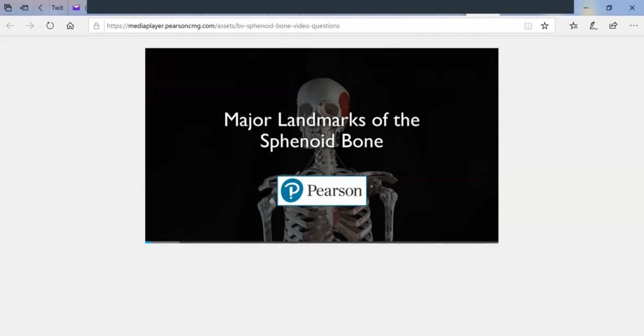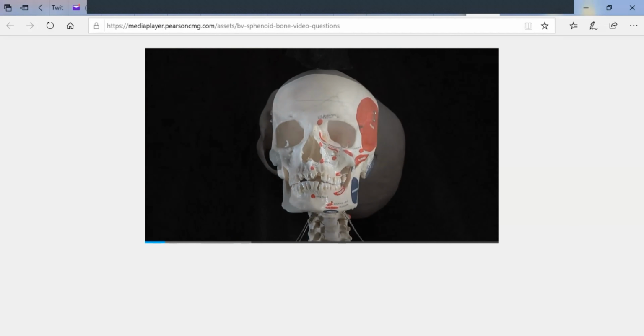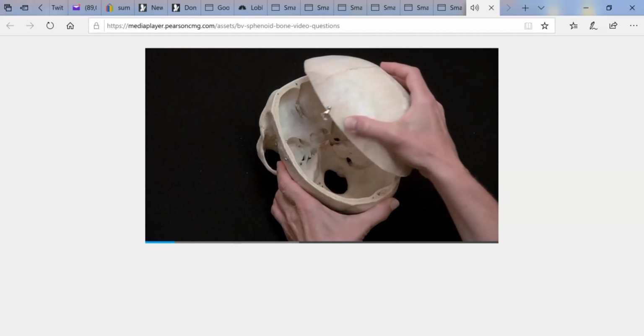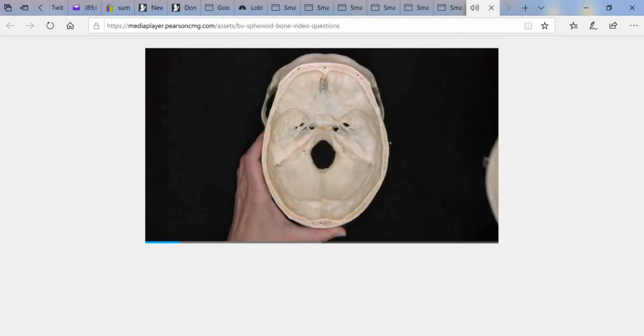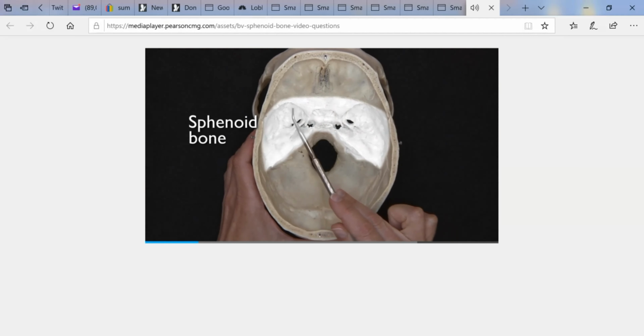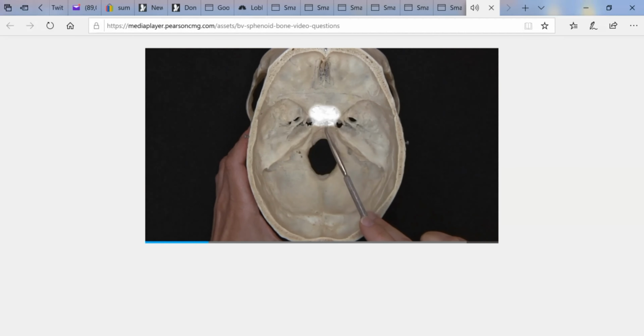Major landmarks of the sphenoid bone. Let's examine the major landmarks of the sphenoid bone. The sphenoid bone forms part of the floor of the skull and is best observed by removing the top of the skull. The sphenoid bone spans the central floor of the skull and is shaped like a bat. Here is the body of the bat, and here are the bat's wings.